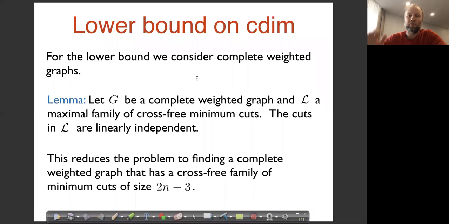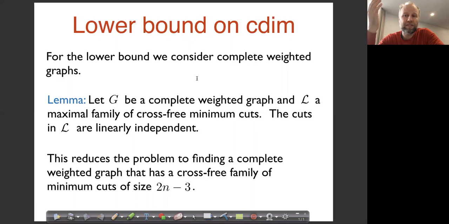Okay, so now let's go to the lower bound. So now we want to construct graphs with cut dimension 2n minus 3. For this construction, we're going to consider complete weighted graphs. So we're going to have an edge between every two vertices, and that edge can have a weight, but it's going to have a positive weight. It's not going to be 0.